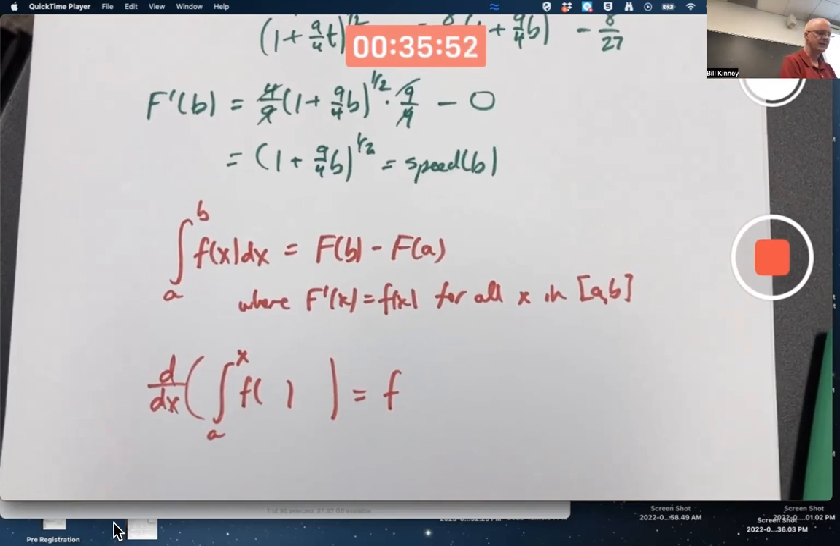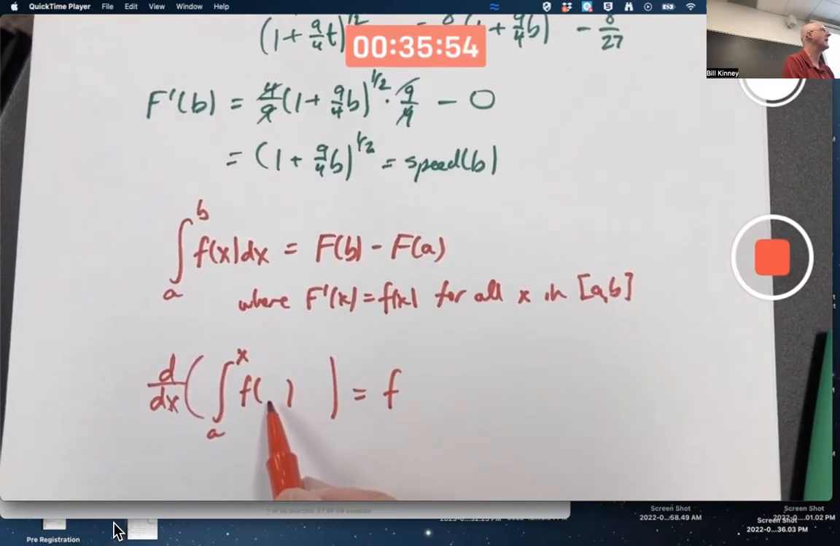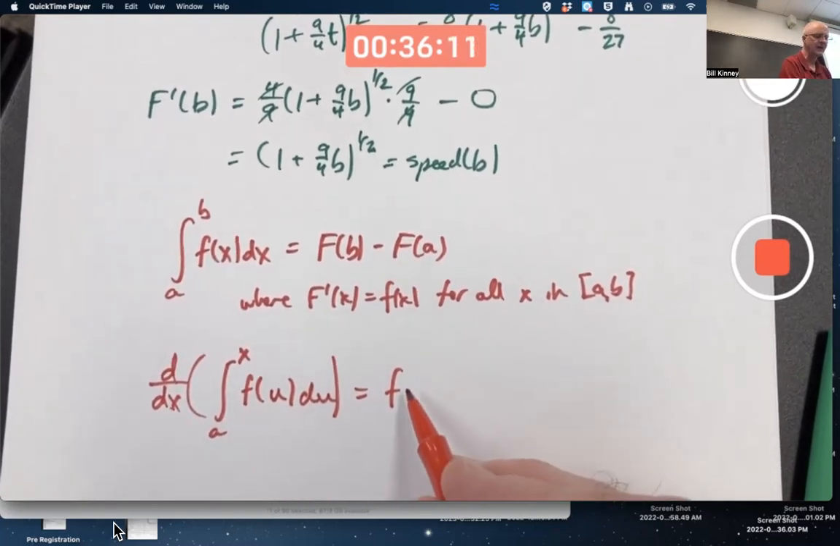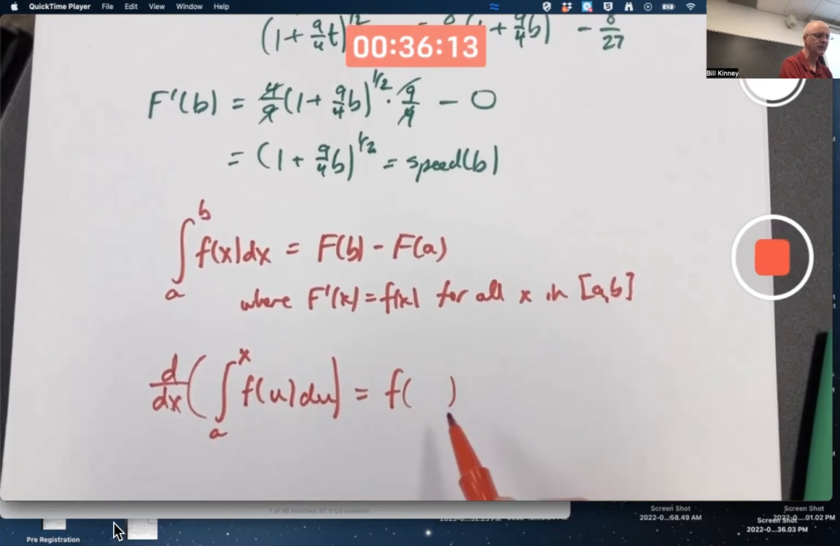What should I call the variable in here? I'll call it anything you want, except don't use letters you've already used. Don't use a d. Don't use an a. Don't even use an x. Use something else. Oh, I don't know. How about u? But over here, I want the variable name to match what I'm differentiating with respect to. I want this to be an x.